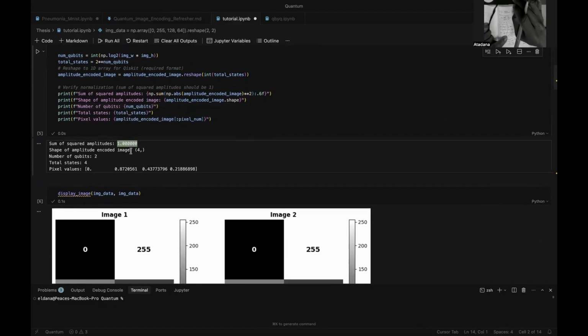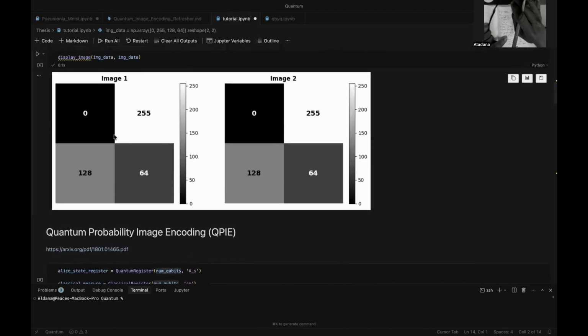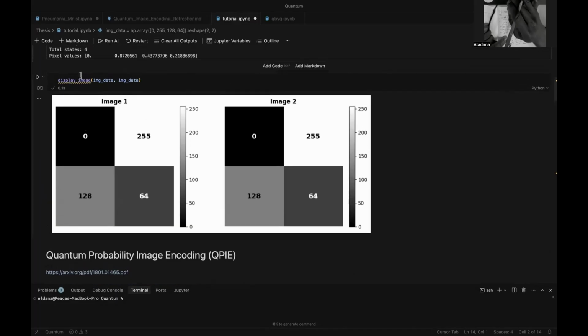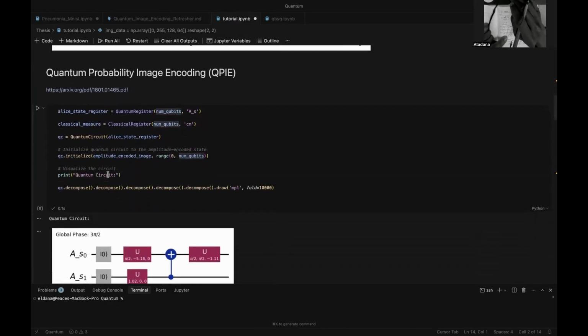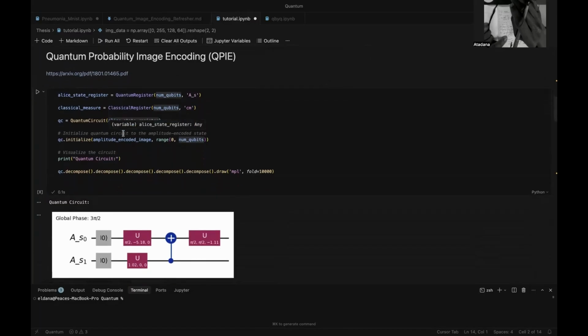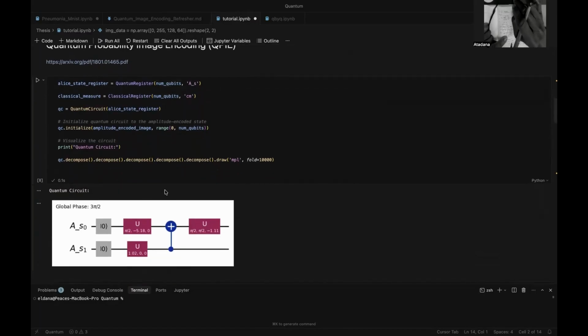You can verify them by yourself, and this is how the image looks. The display function takes 2 values, but I put in the same image data so that it doesn't throw any error. So this is how our initial image looks. Now we come to the quantum circuit, and this is the paper here. You can ask.